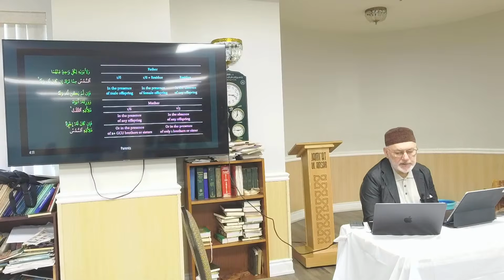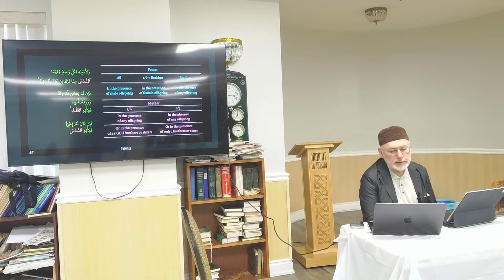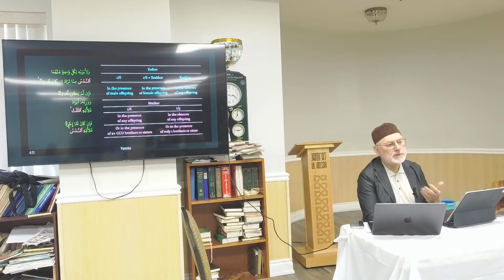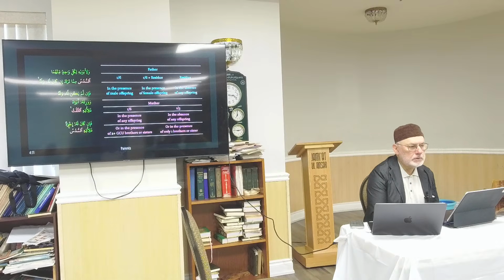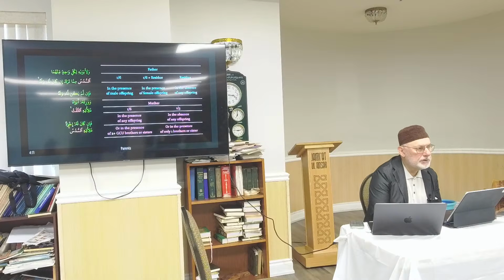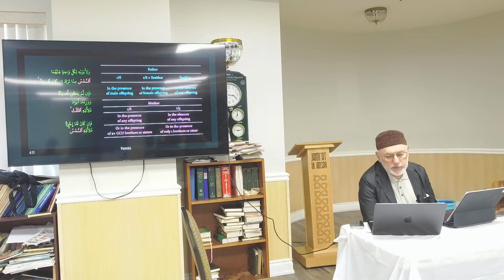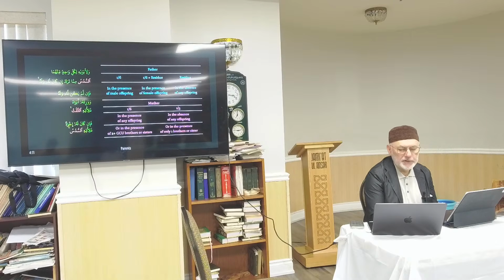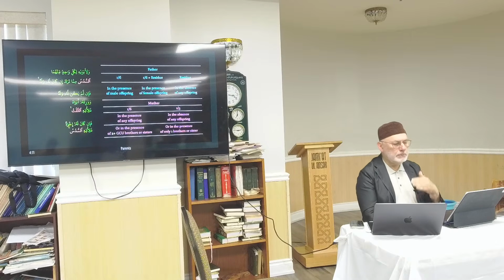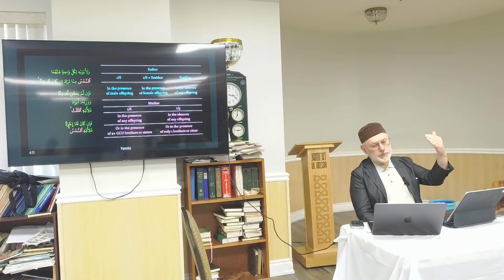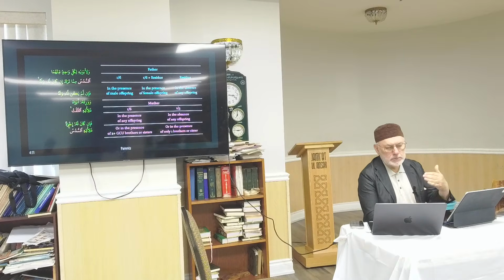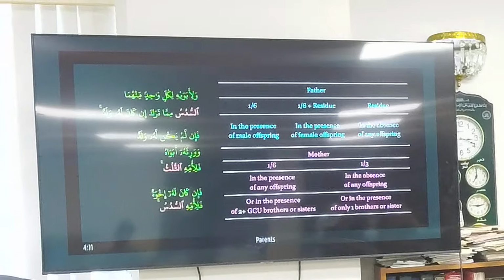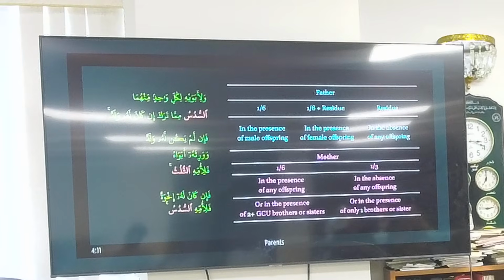And the mother gets a sixth in the presence of any offspring or in the presence of two or more siblings, whether germane, consanguine or uterine. And she gets 1/3 in the absence of any offspring or in the presence of only one brother or sister. Then she either gets 1/3 or 1/6. So basically the minimum is 1/6, the maximum is 1/3. And for the father, the minimum is 1/6, and the maximum could be anything above this 1/6. But the residue could be below 1/6 sometimes.